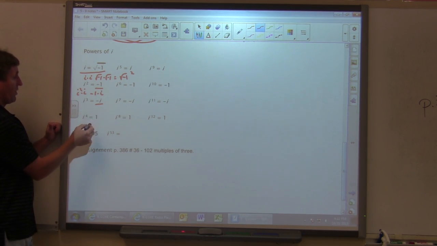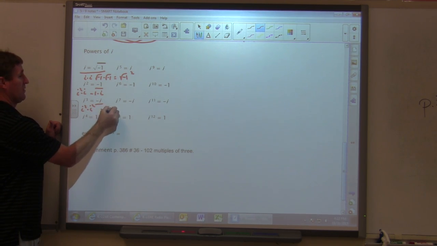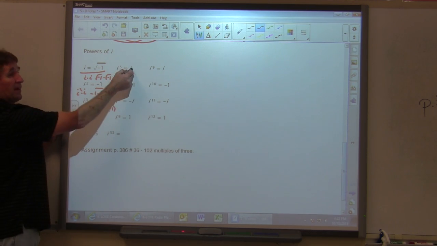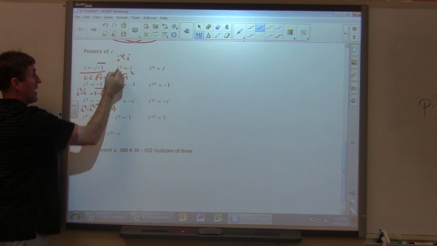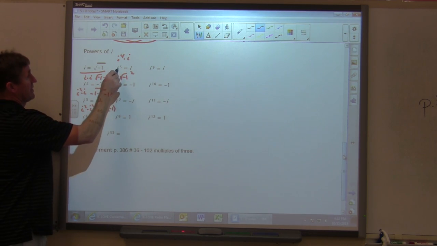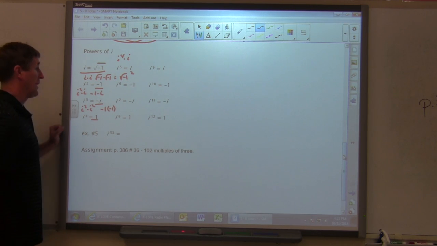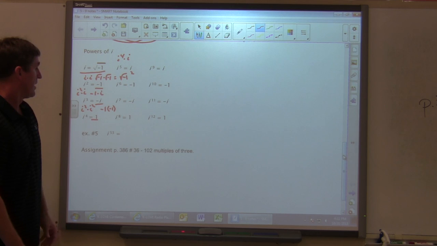I to the 4th is the same as I squared times I squared, which would be negative 1 times negative 1, which we know would be 1. I to the 5th is simply I to the 4th times I, and so we get I again. And so this pattern just continually repeats, and we can make this pattern as far out as we want to go.